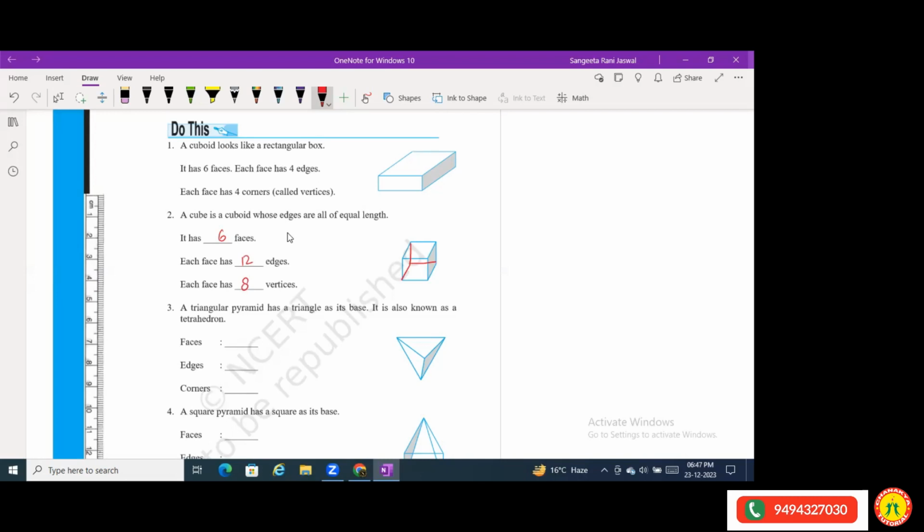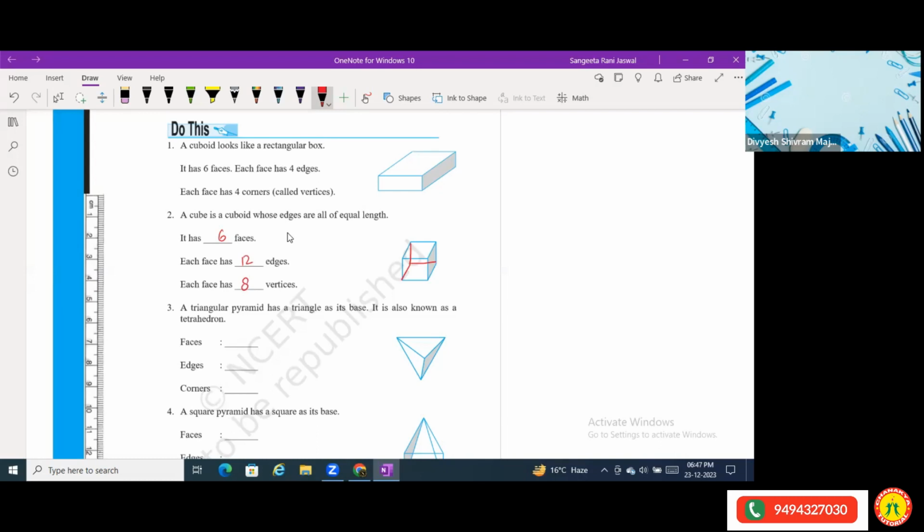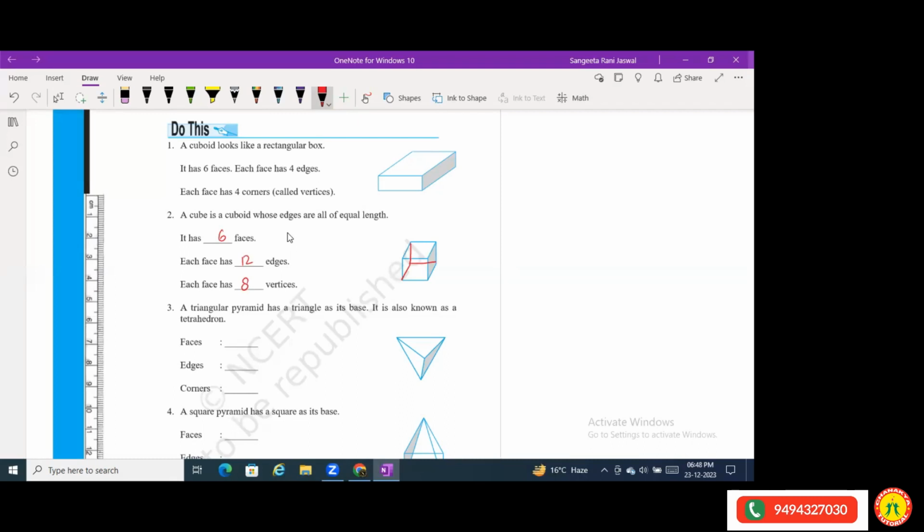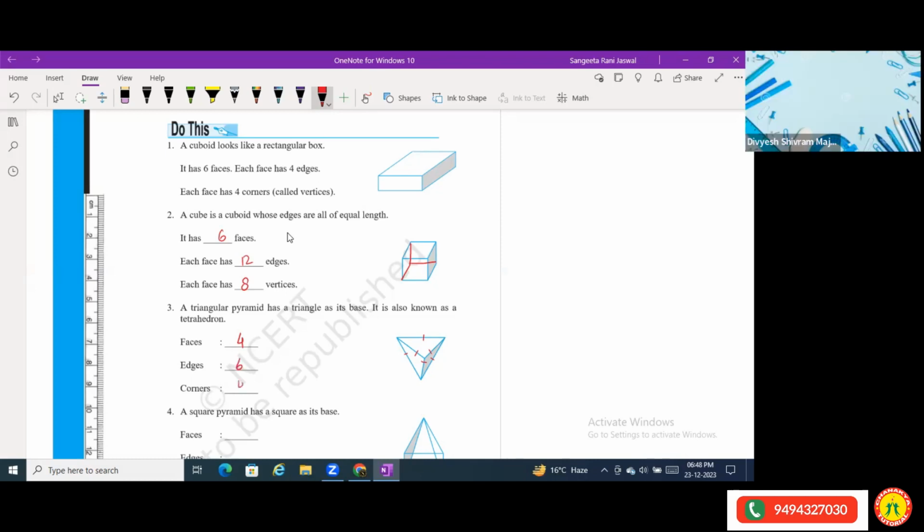Next one, a triangular pyramid. Tell me about a triangular pyramid. Ma'am, it has four faces. Okay, and edges? 1, 2, 3, 4, 5, 6. Six edges. Yes, ma'am, six edges. Next, how many corners are there? Four corners. Yes.